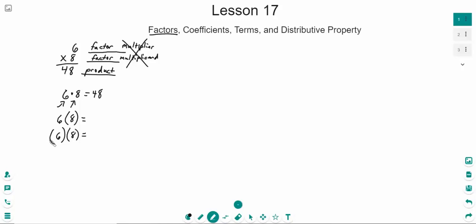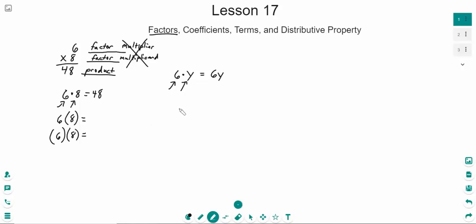Now, in algebra, we also have variables. So we can also have something like 6 times y. Now, 6 times y is a multiplication problem. We would write it as just simply 6y. There's that invisible multiplication sign there because, of course, we can't solve this. We don't know what y is. So we just have 6 times y, or 6y. But again, the same terminology holds. So this 6 is a factor and this y is a factor. They are both factors of a multiplication problem.